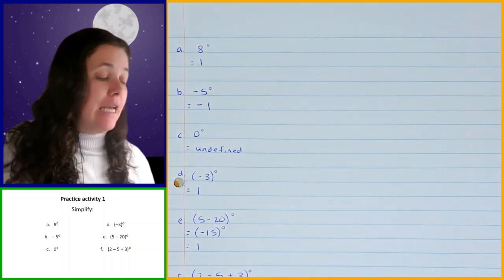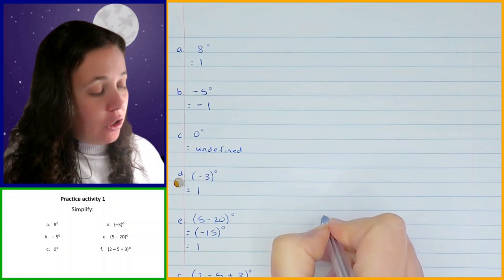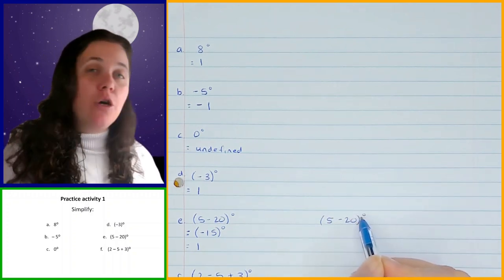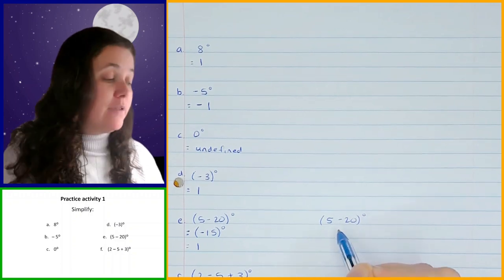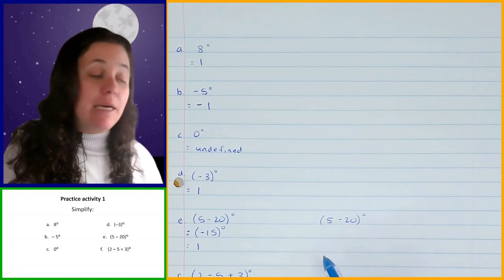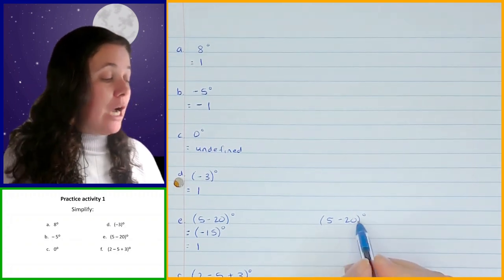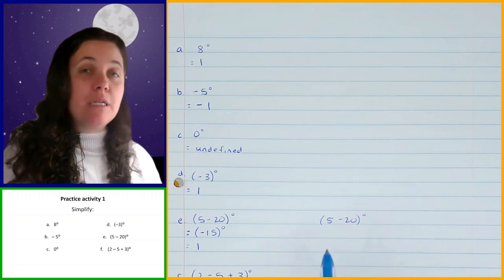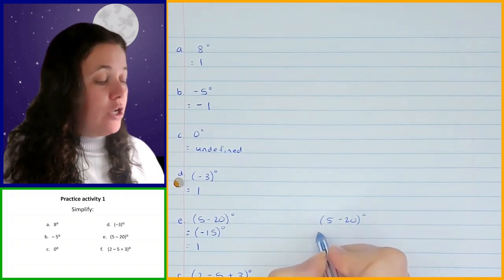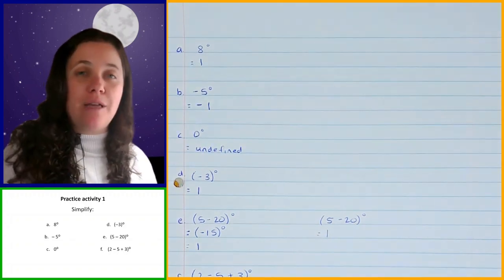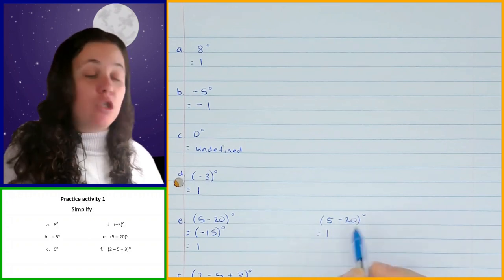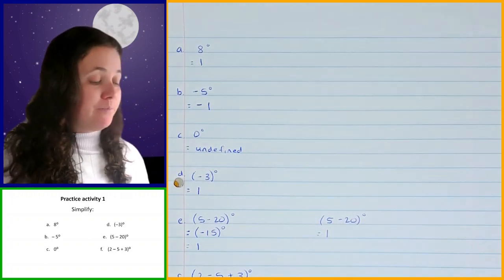But I could actually have done this in one step. I could have gone 5 minus 20 to the power of 0. Now, I know that any base to the power of 0, so long as the base is not equal to 0, will give me 1. So I don't even need to know what that works out to, so long as I know it's not going to be 0. I can see when I look at that that it's not going to be equal to 0. So I could have gone straight to 1 over there, because I know that it's going to change to 1 when it has an exponent of 0.